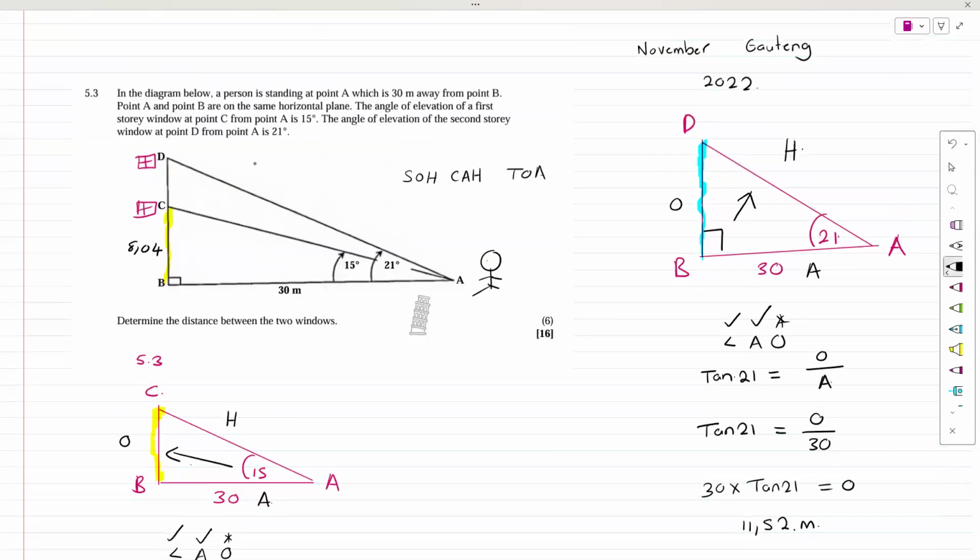Now, the entirety of this is 11.52, and we only want this tiny part. So that part should be quite simple to deal with. DC should be equal to 11.52 minus 8.04. And the distance between the two windows should be 3.48. That's the end of this question.